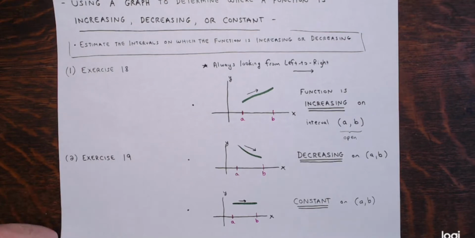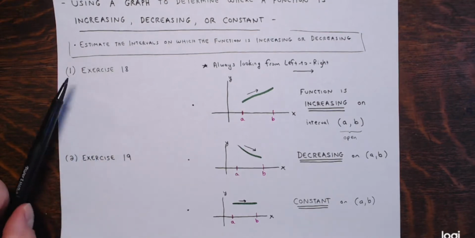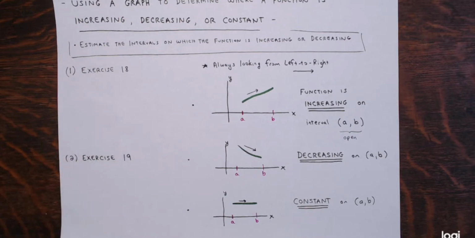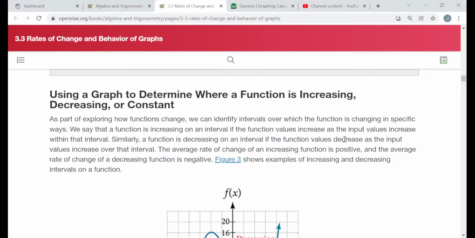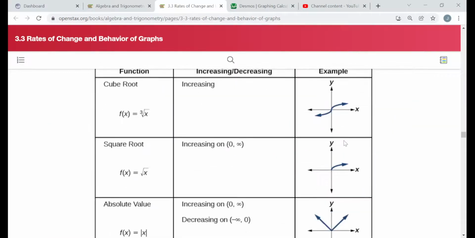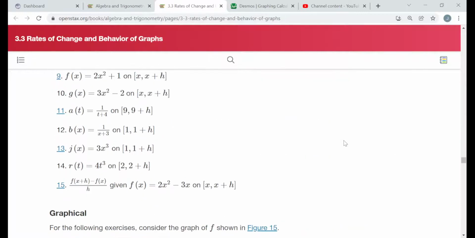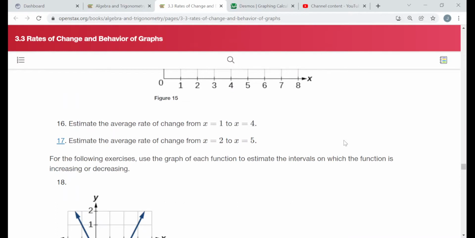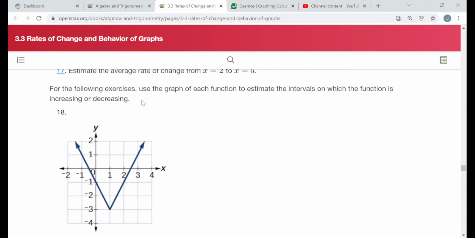All right, so let's take a look at example 1. I'm going to the exercises from the section, starting with exercise 18. Scrolling all the way down here. There's lots of stuff in this section. And exercise 18, like I said, they're asking us to use the graph of the functions given to estimate the intervals on which the function is increasing or decreasing.